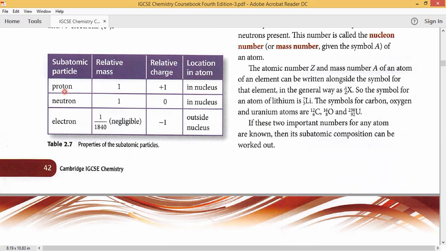Now, subatomic particles: the proton has a relative mass of 1. Remember, this is not the actual mass, this is the relative mass. How do we get these relative values? The relative values are simple. If the values are too small or too big, what we do mathematically is, if we have three different values, we divide all of them by the smallest value.